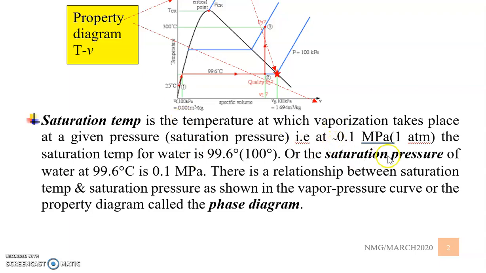You can say that the saturation pressure of water at 99.6 degrees C is 0.1 megapascal. Which means if you have your water at 99.6 degrees C, the saturation pressure is going to be 0.1 megapascal.